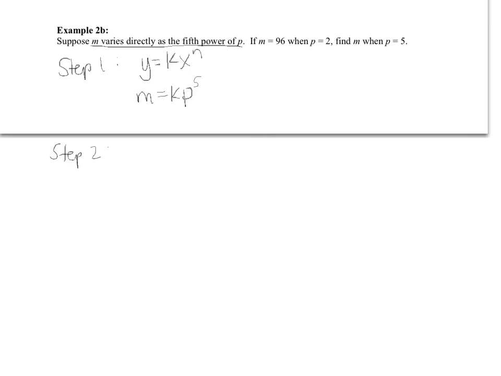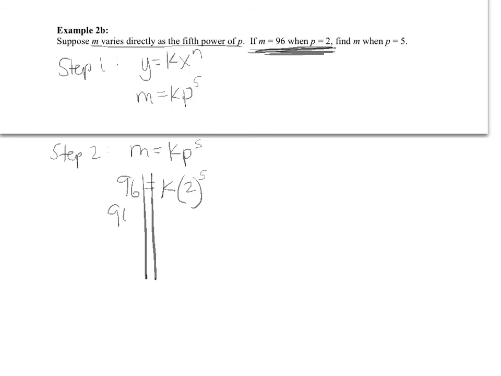Step 2. That is substitute the given values into that general equation and solve for k. Here's our general equation we just wrote. Now we're going to substitute in m equals 96 when p equals 2. So I'm plugging in 96 for m and 2 for p, and I'm going to solve. 2 to the 5th power is 32. We have to do those exponents first. Now I'm going to divide both sides by 32, and I have k equals 3. 96 divided by 32 is 3.